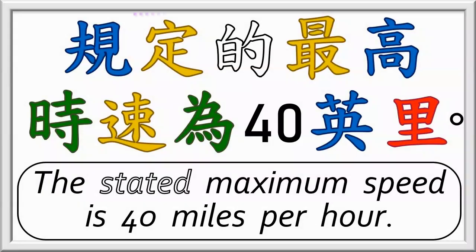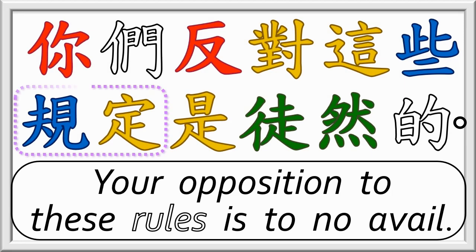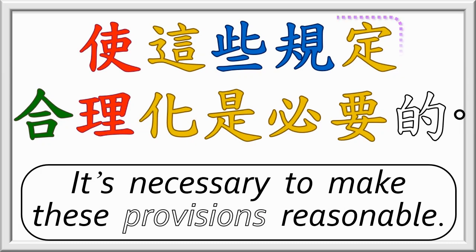When paired with 定 as in 规定 it means to rule, specify, prescribe, or stipulate, either as a verb or as a noun. 规定的最高时速为40英里 The stated maximum speed is 40 miles per hour. 你们反对这些规定是徒然的 Your opposition to these rules is to no avail. 使这些规定合理化是必要的 It's necessary to make these provisions reasonable.